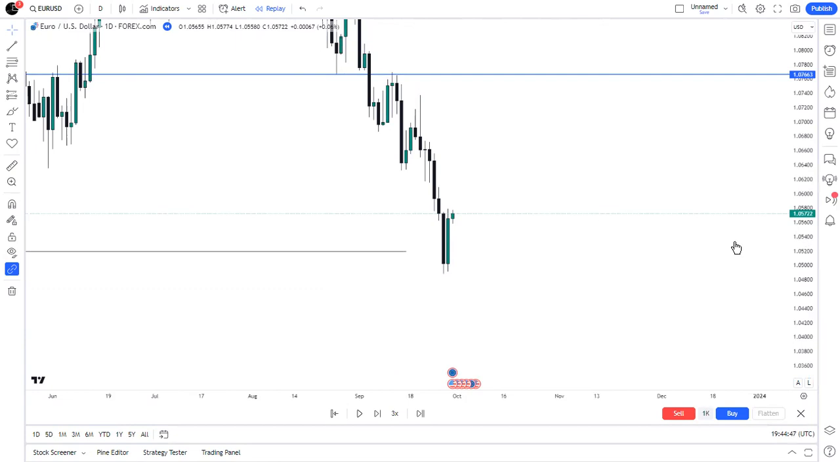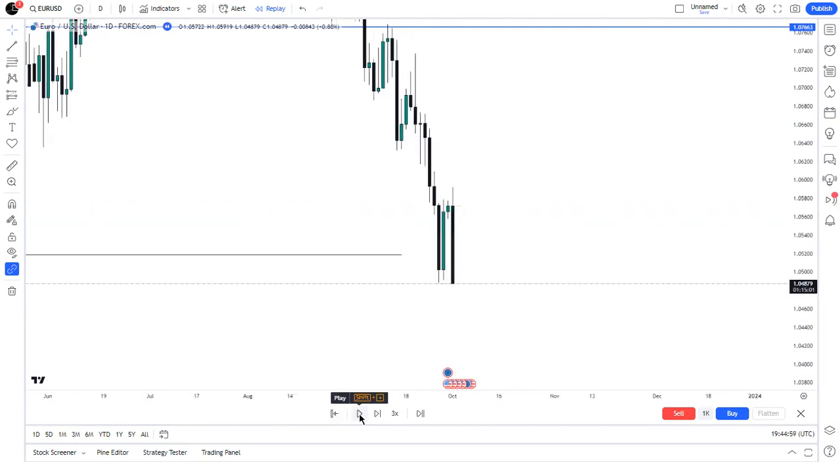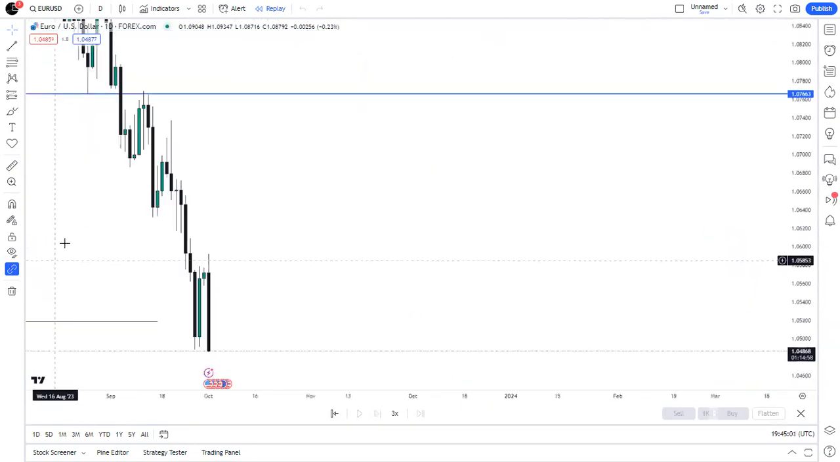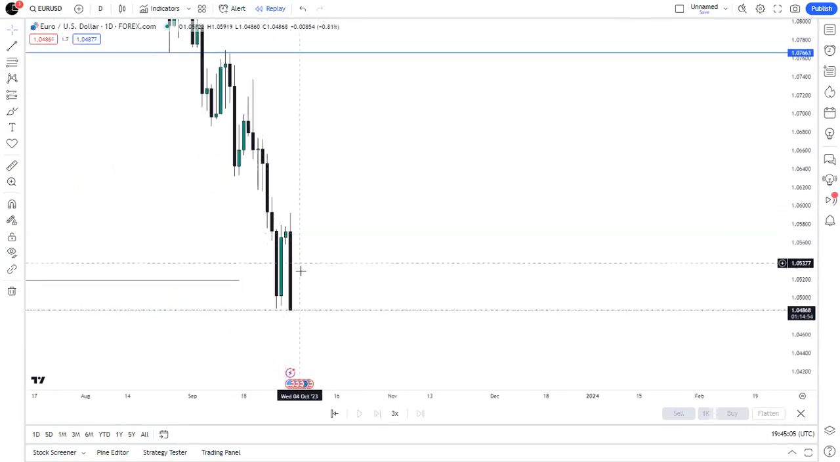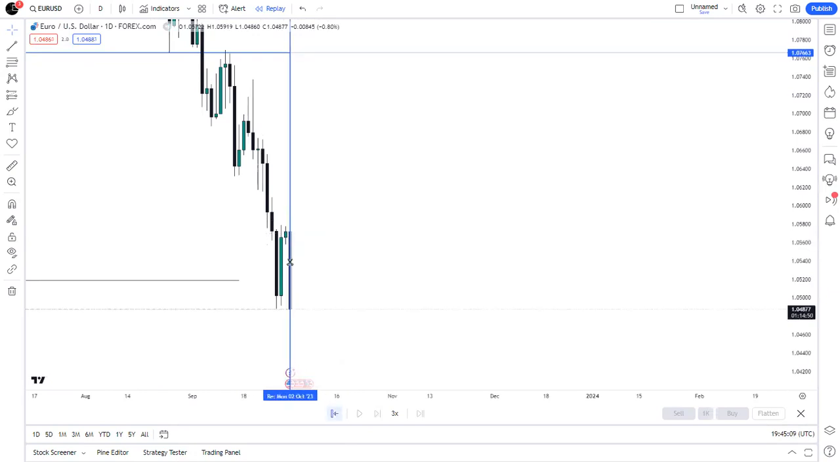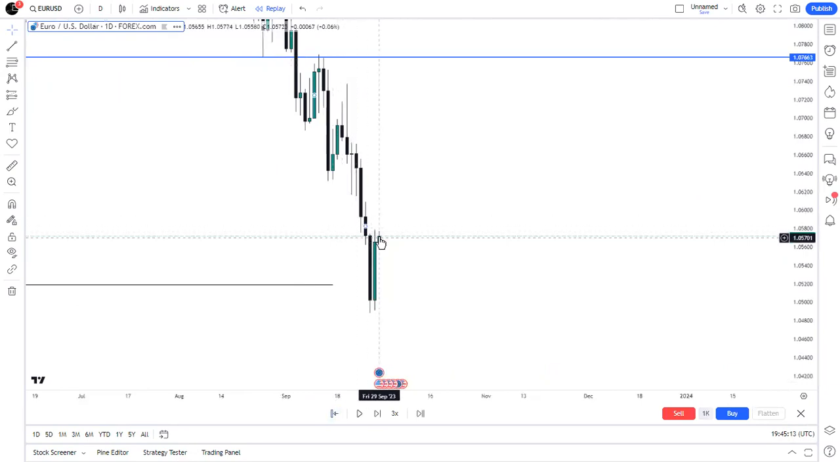Now looking at the previous close of the daily time frame, look at this candlestick. Let me play so you see how this candlestick actually closed. It closed as an indecision candlestick. If I use maybe another chart like Oanda, you actually see that it closed as a rejection candlestick.